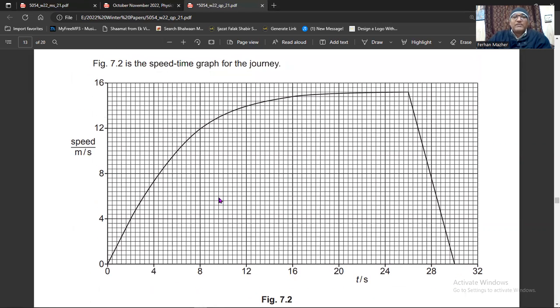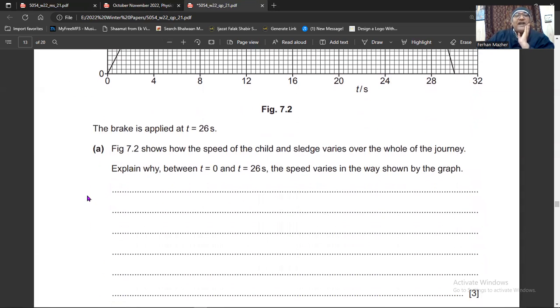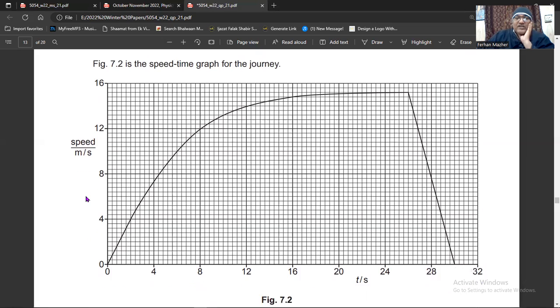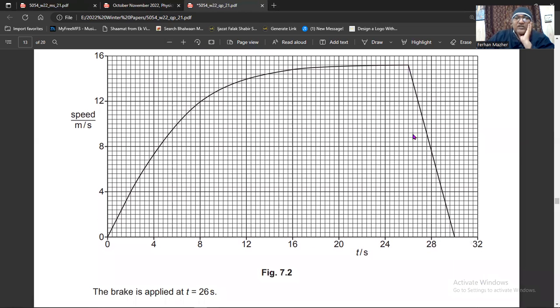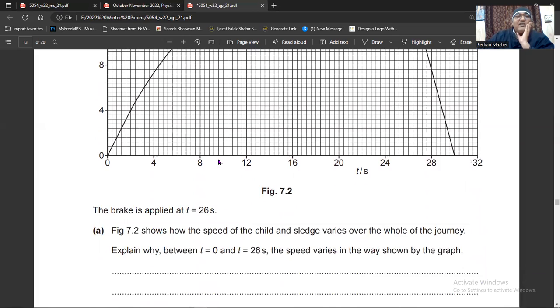Okay, so the maximum speed here is, I think, 15.2 meters per second. The brake is applied at t equals 26 seconds. So at t equals 26 seconds, the brakes are applied.